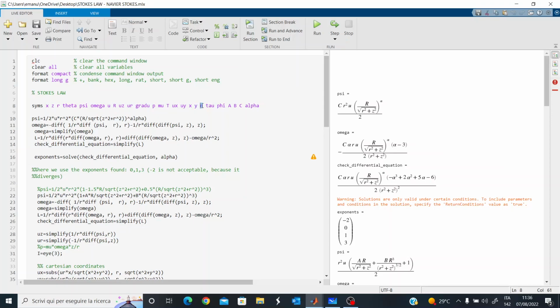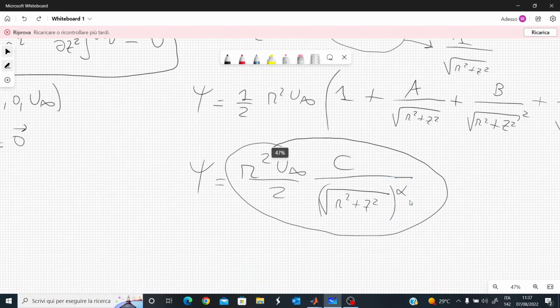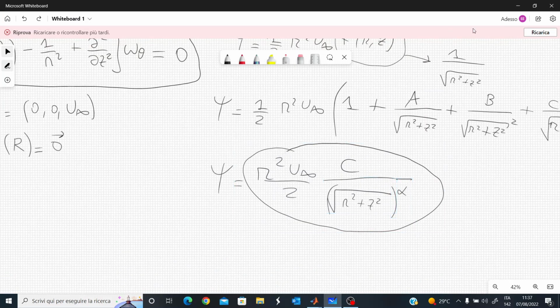Then here I have n. N is the normal to the surface, so this is the normal to the sphere. We will need the normal to the sphere when we calculate the stresses, the viscous force, because we need the stress tensor and also the normal to the surface. Then here I have tau. Tau is simply the vector of the stresses, which is related to the normal and the stress tensor. We'll see it later. Then I have some constants, A, B, C, and alpha. Alpha is exactly the alpha that you saw here. It's this coefficient alpha.